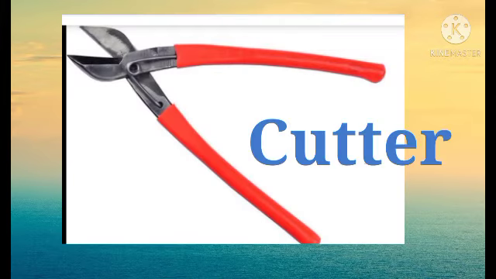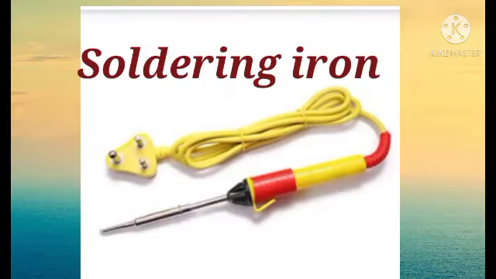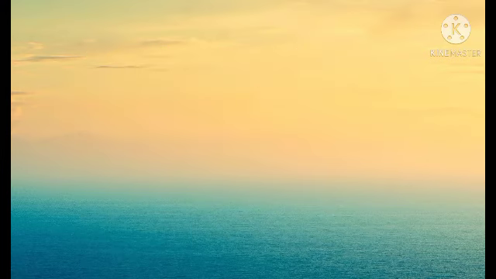Another important component is the cutter. It is used to cut the wires or to strip the insulating material. To remove the insulating material, we are using a cutter. Then another important instrument is the soldering gun. This instrument is used to solder the component on the board.